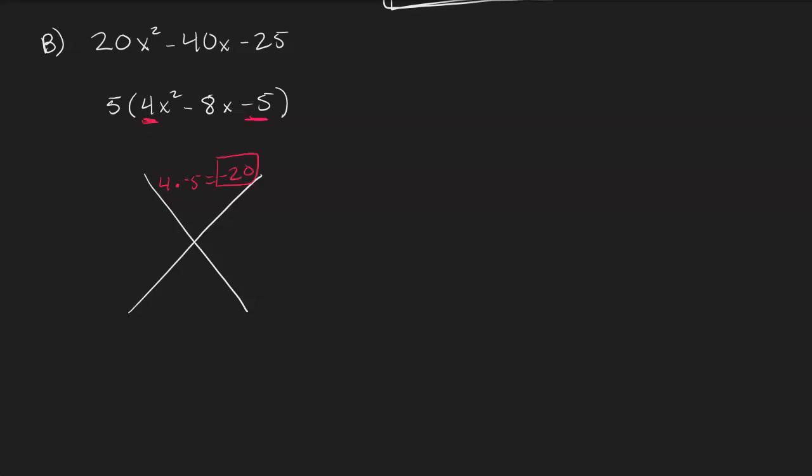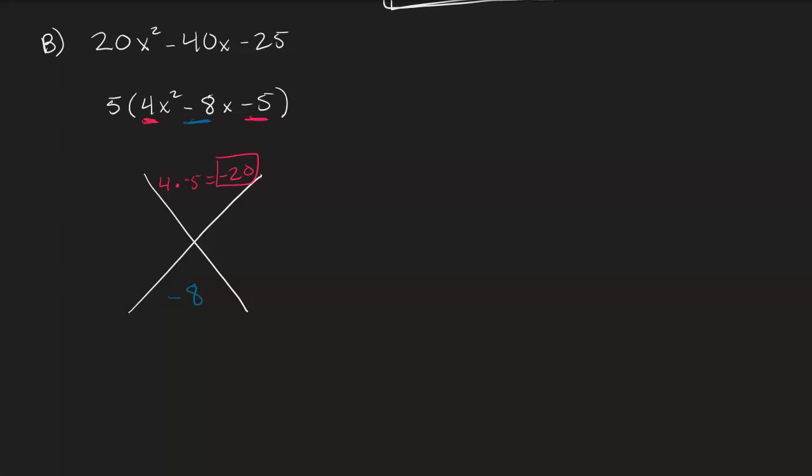Okay, so that's the one I'm looking at, the negative 20. And then at the bottom, I put my B, which is negative 8. And now I'm going to try to find two factors of negative 20 whose sum equals negative 8. So you do want to play around with it.